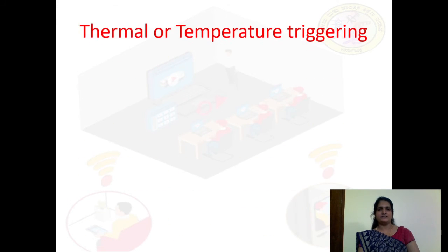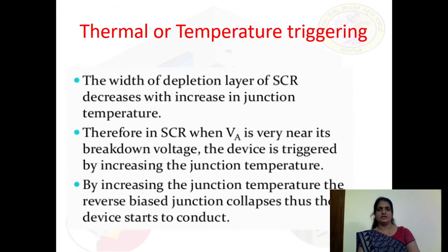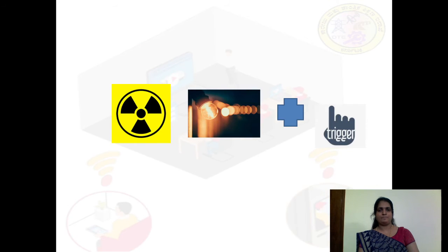The next kind of triggering is temperature or thermal triggering. The width of the depletion layer of the SCR decreases with an increase in the junction temperature. It is called thermal triggering. Therefore, when VA is very near its breakdown voltage, the device is triggered by increasing the junction temperature. By increasing this junction temperature, the reverse biased junction collapses, and thus the device starts to conduct.